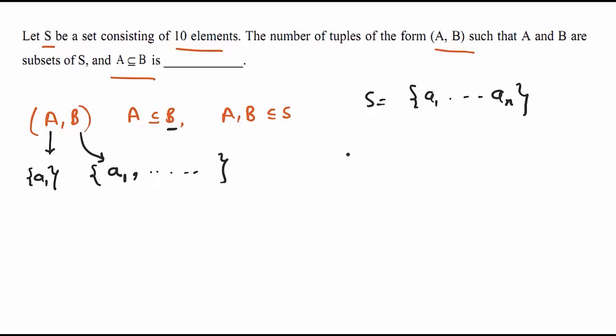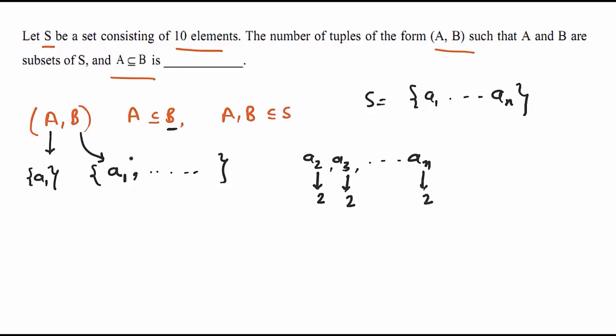So what are the other elements? Other elements are A2, A3 till An. So we may have A2 in B or we may not have A2 in B, right? Similarly for every other element like A3, A4 till An. So it means that we have two choices here. Either we include this element in B, or we do not include it in B, right? So for every element we have two choices.